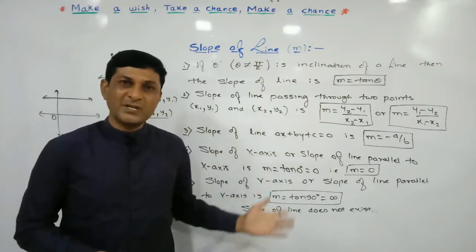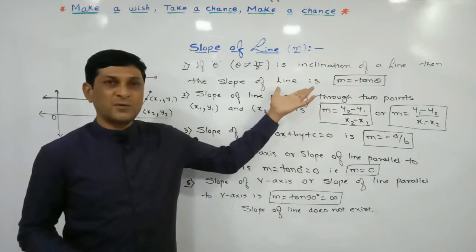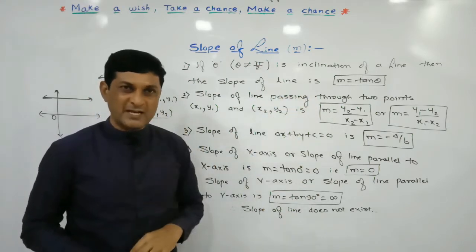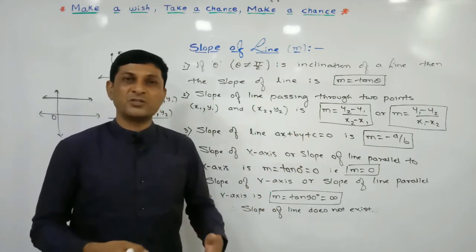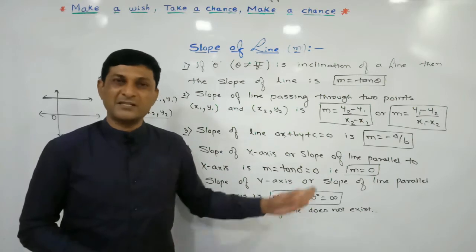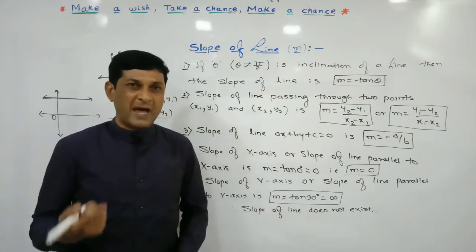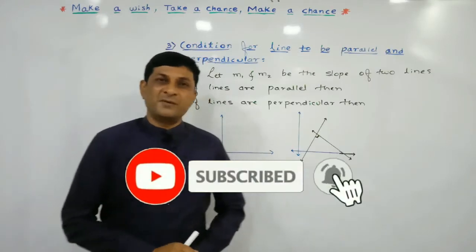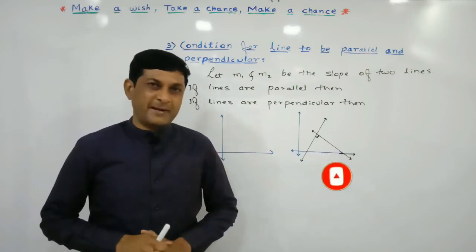These are some important results to find the slope of a line. We apply the first formula if the inclination is given, the second formula is applicable if two points on the line are given to us, and the third formula is applicable if the equation of the line in general form is given to us. And these are the methods to find the equation of a line parallel to the x-axis and parallel to the y-axis. So now let us discuss the conditions for lines to be parallel and perpendicular.